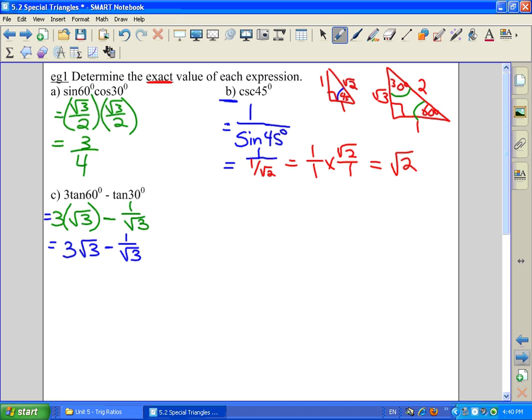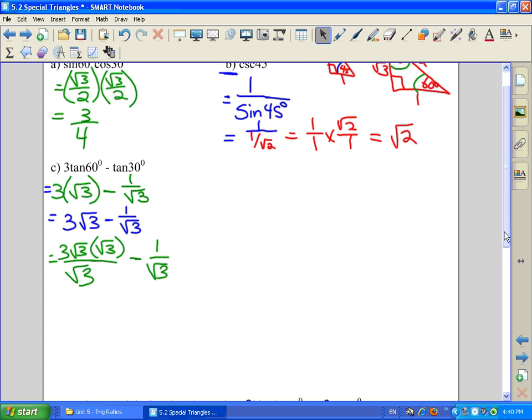Now, remember, when you have fractions and you want to add or subtract them, you need a lowest common denominator. So what we need to do is to get my first expression to be over root 3. So whatever you do to the bottom, you do the same to the top. So you times it by root 3. Everybody okay with that so far? Okay. So 3 times root 3, ladies and gentlemen, is 3. So 3 times 3 gives you 9. So we have 9 root 3, subtract 1 over root 3, which equals 8 over root 3.